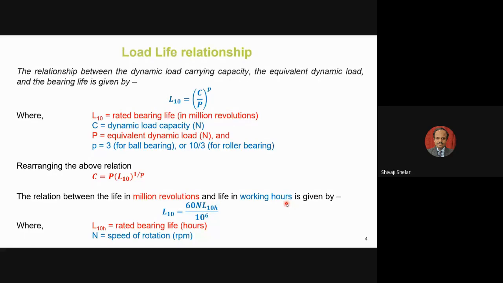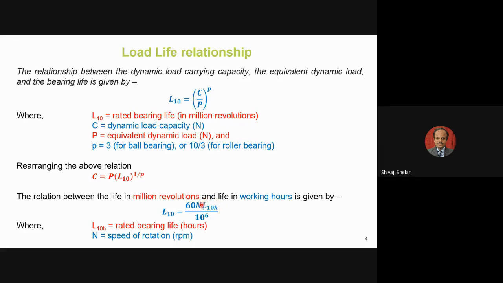So we should convert from one part to the other, from hours to MR, or million revolutions, and MR to hours. MR means million revolution. So the following relation will be used: L10 in million revolution is equal to 60 into the constant speed, that is N RPM, N into L10 in hours.